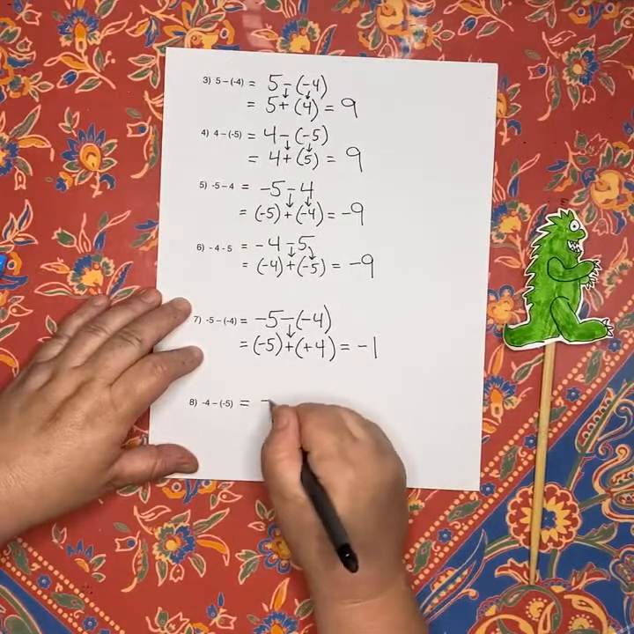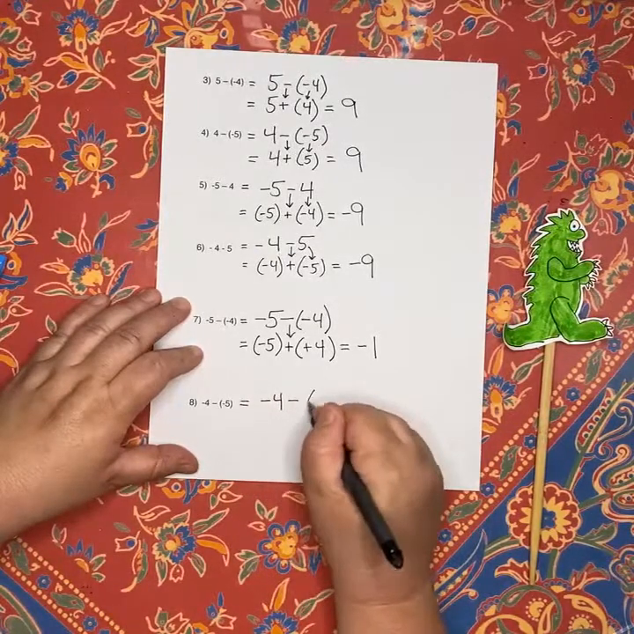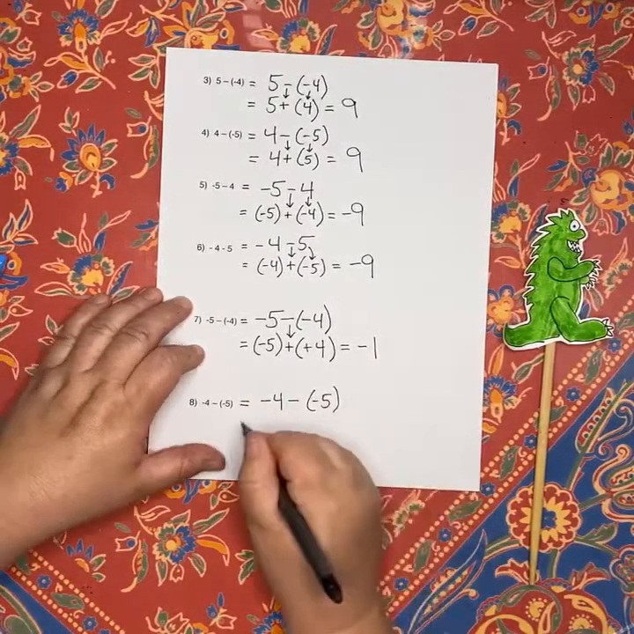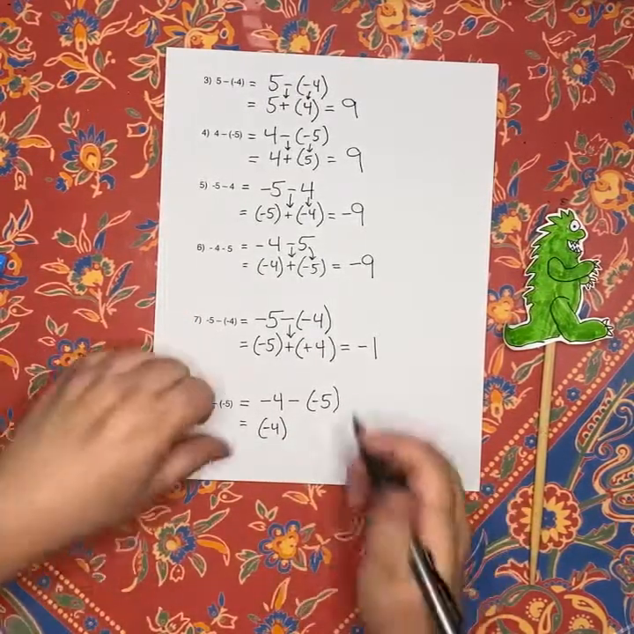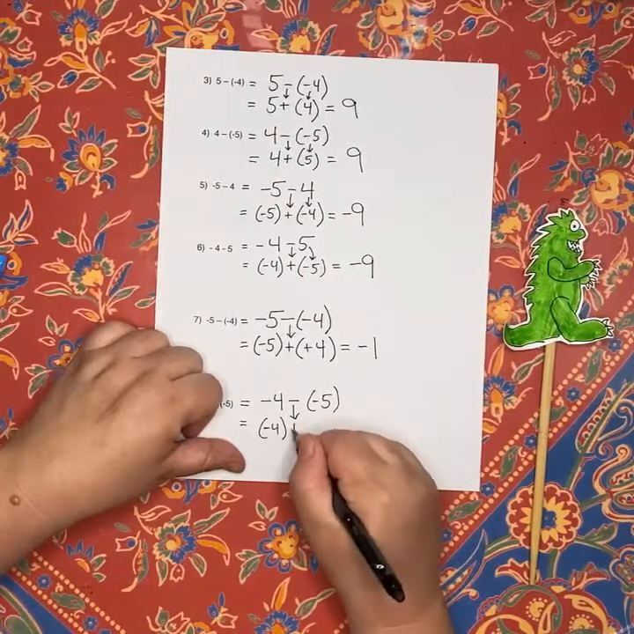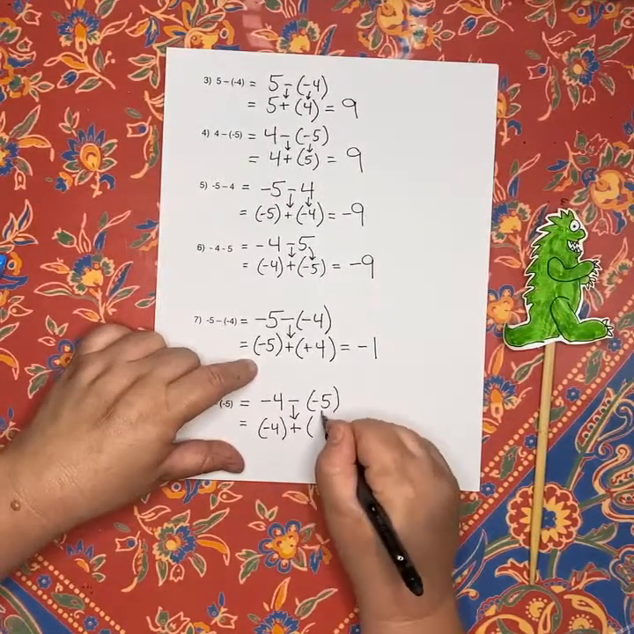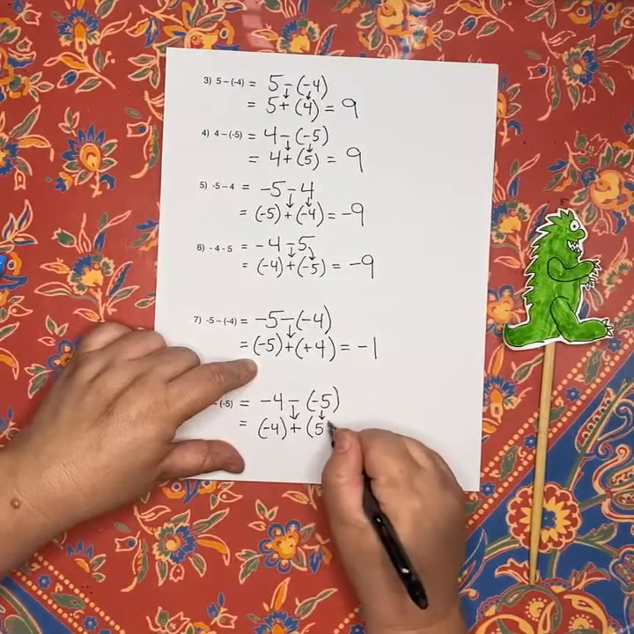Okay, -4 minus a -5. So again, I leave the first one. I do not change the first number at all. The minus becomes a plus, and the second number becomes its opposite.